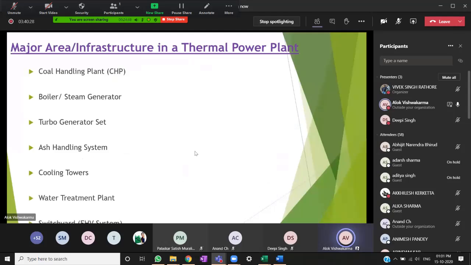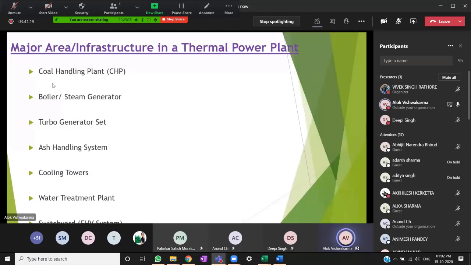Now, coming to our main topic, an overview of the thermal power plant. I would like to cover the major areas and the major infrastructure available in any thermal power plant. As a common man, when we think of a thermal power plant, we think coal is burnt and electricity is produced. One of the major components is the coal handling plant, where we collect coal from coal mines and, within the thermal power plant premises, handle it as per requirement. This is one of the coal cycles. We will see it later on.